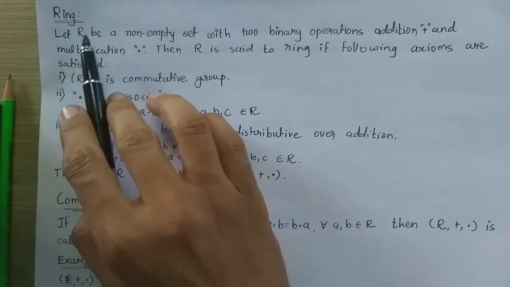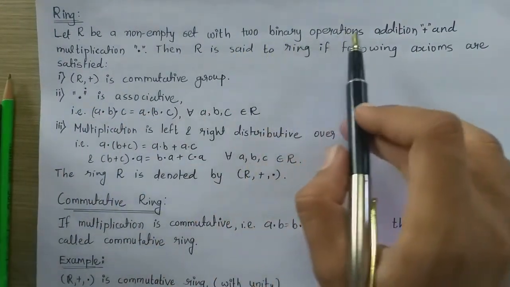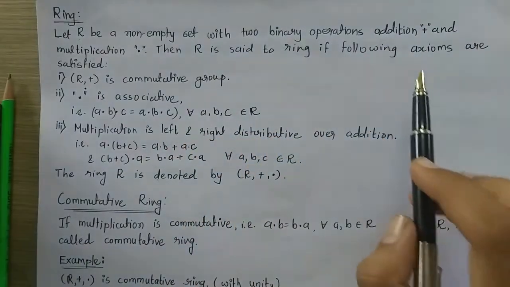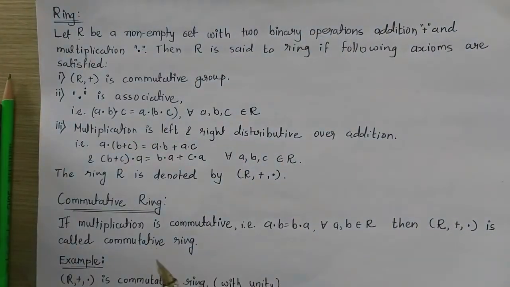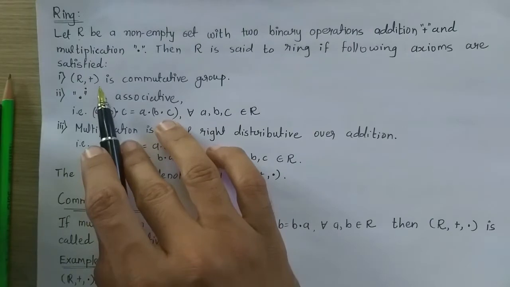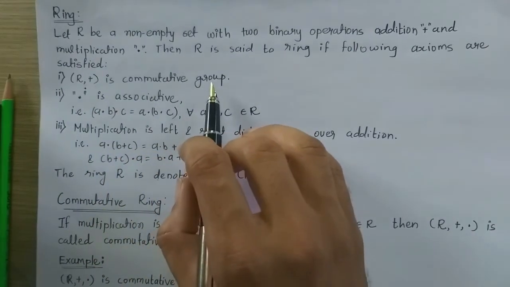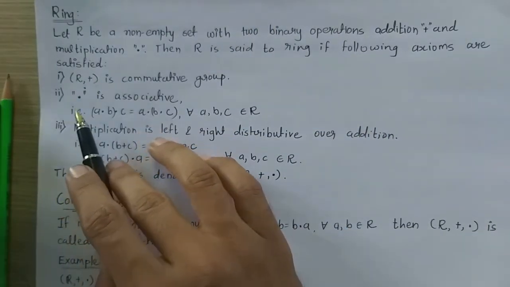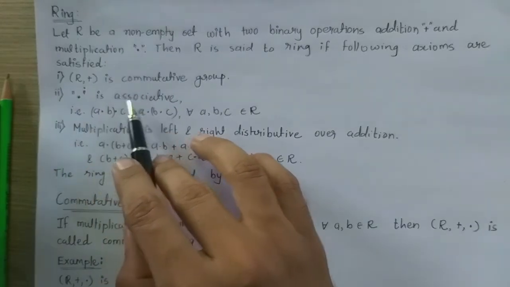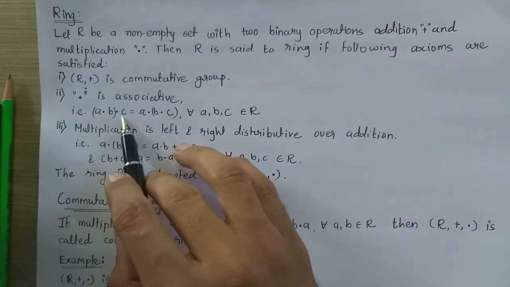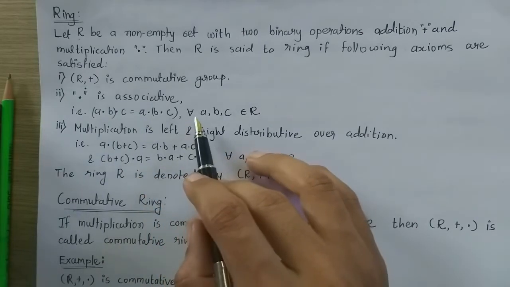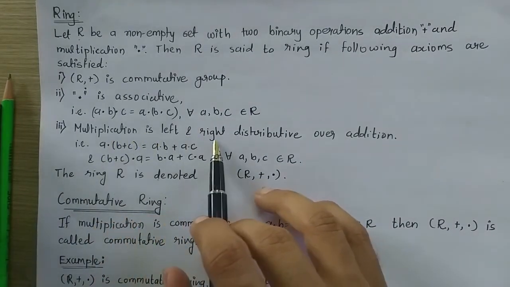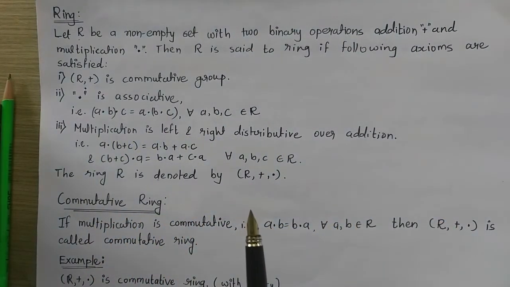So let R be a non-empty set with two binary operations, addition and multiplication. Then R is said to be a ring if the following axioms are satisfied. What is the first axiom? R plus is a commutative group, or an abelian group. Commutative means abelian group. Second condition is multiplication is associative. That means (a dot b) dot c is equal to a dot (b dot c) for all a, b, c belongs to R.